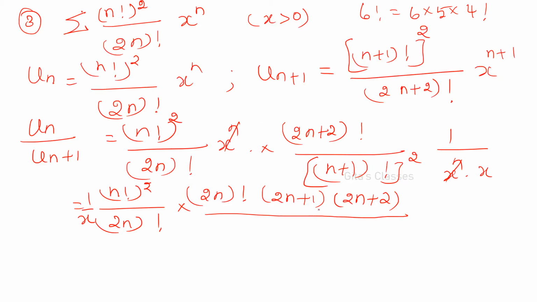Divided by, similarly, n plus 1 the whole square. Now n plus 1 factorial the whole square means n plus 1 factorial into n plus 1 factorial, right? So here you have to take one n plus 1 from this and n plus 1 also from the second term. Therefore, it will come out as n plus 1 the whole square into n factorial the whole square. Understood? So n factorial the whole square will get cancelled and 2n factorial will get cancelled. So what will be remaining? 2n plus 1 into 2n plus 2.